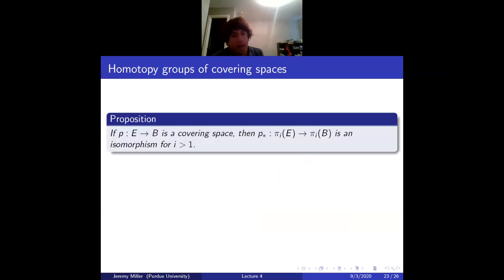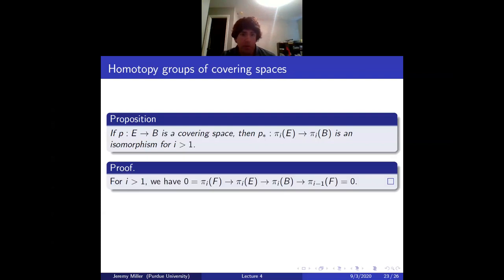Okay, so now that we have this long exact sequence, let's get some corollaries. The claim is that if you have a covering space, then the covering space map will induce an isomorphism on higher homotopy groups. It certainly need not be an isomorphism on the fundamental group. Like if E is the universal cover, the fundamental group of E will be trivial and won't be trivial for B. But higher homotopy groups will be an isomorphism.